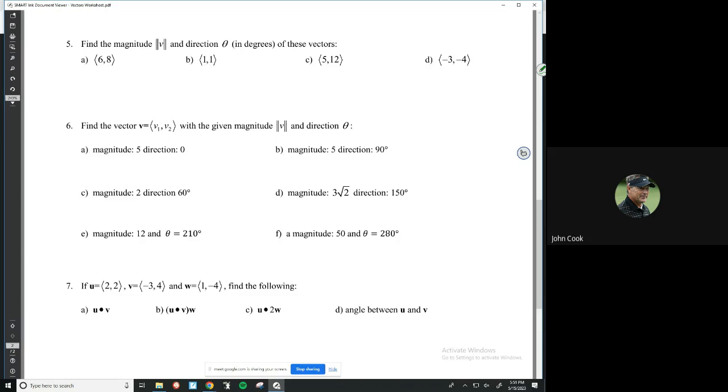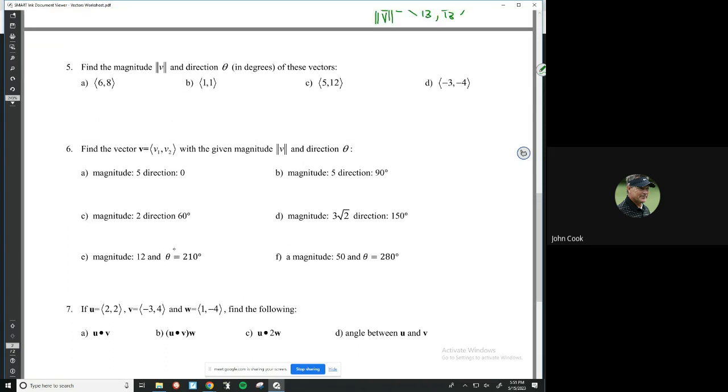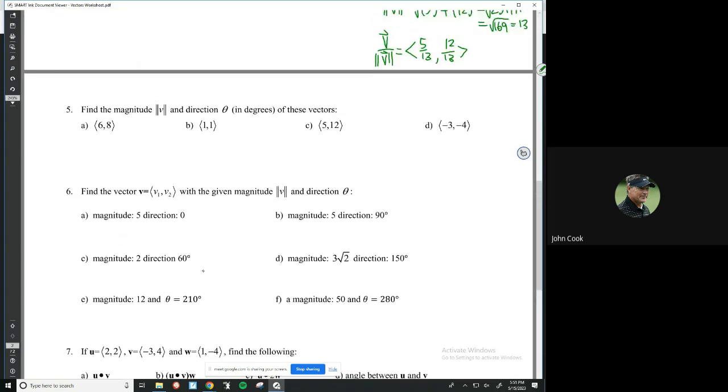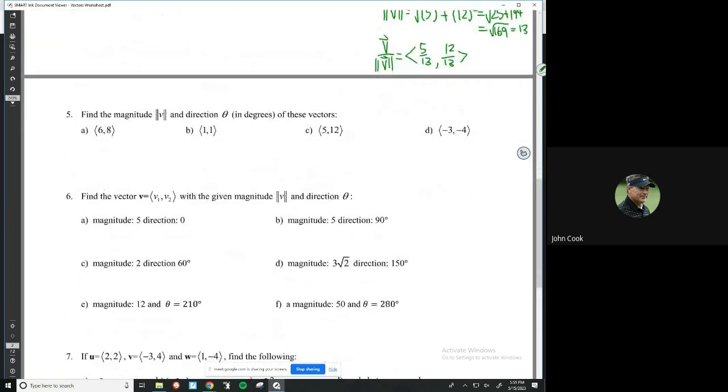What do we got? Find the vector, find the magnitude, and then find the dot product and the angle between. Okay, so we just got to use a little bit of trig, I guess, in this stuff. So find the magnitude. Let's do that part. We've already practiced that with number 4. So magnitude is going to be just like the Pythagorean theorem, essentially.